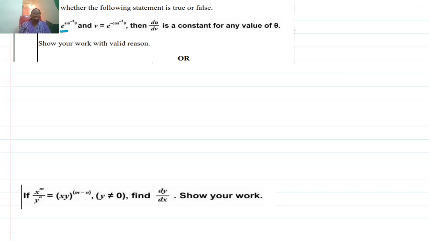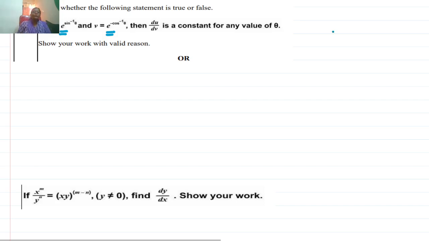Now, if the expression is given in this form, it's a parametric form. And the derivative of u with respect to v is independent of theta. That is, there's no role of theta in it. So is it possible that you can connect the two variables? Check whether you can connect the two variables. Both are exponential expressions, in the form of sine inverse and cos inverse.